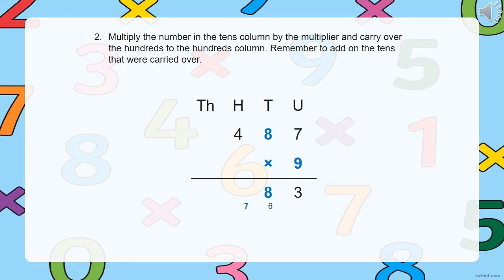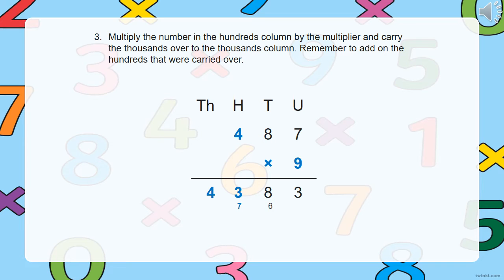The next step is to multiply the number in the tens column by the multiplier and carry over the hundreds to the hundreds column. But remember to add the tens that we were carrying over earlier. So this would be 9 times 8. 9 times 8 is 72, but we have to add the 6 that we carried over earlier, making 78. 8 goes in the tens column and the 7 is carried over to the hundreds.